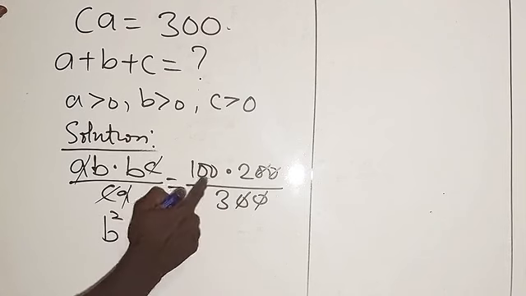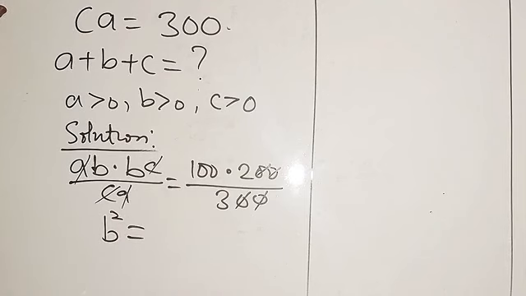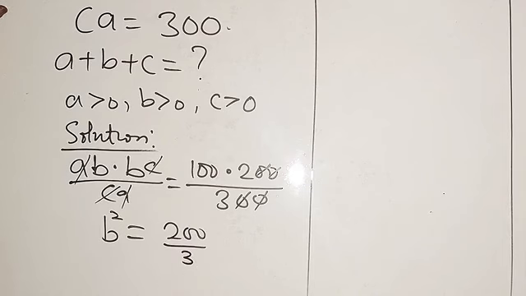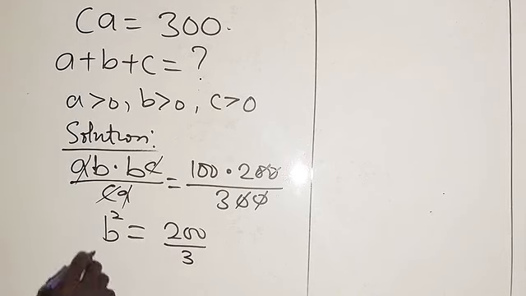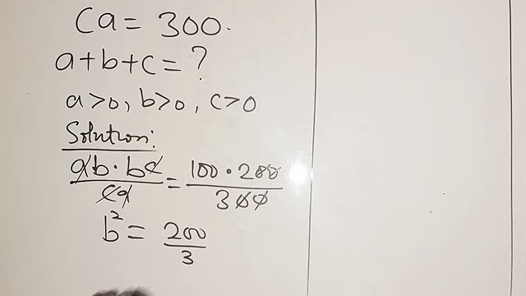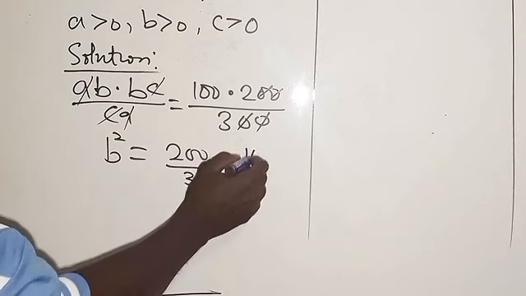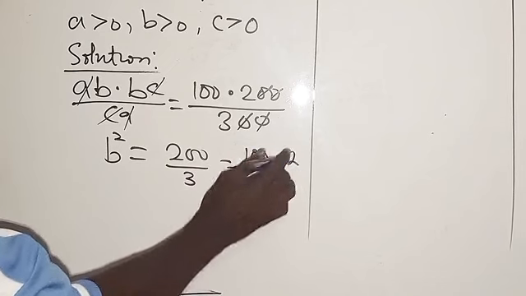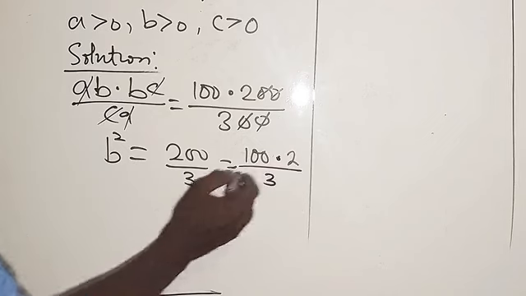100 times 2, we have 200, then divided by 3. So now from here, to get the value of B, we need to take the square root of both sides. And before that, you know that this 200 can be split as 100 times 2, then divided by 3.